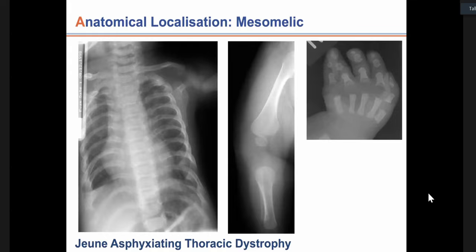If we move on to mesomelic dysplasias, remember Jeune. Most people remember it because of the short ribs and the respiratory difficulty, and that is probably correct in terms of the patient management and presentation. That's how it should be. They have the short ribs. Mesomelic shortening means short tibia and fibula and relatively short radius and ulna.